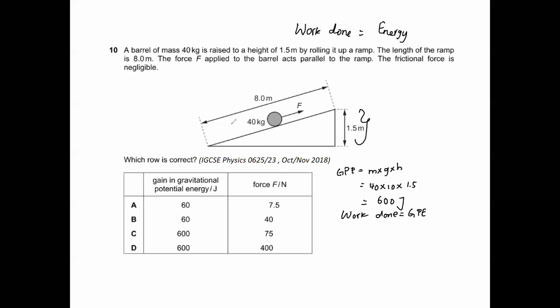From here we already know the distance. The distance is 8 meter. Okay, the length of the ramp is 8. So we write force times distance equals 600. So force times the distance, which is 8. So force equals 600 over 8, which is 75. So 75 Newton. So the answer is C.